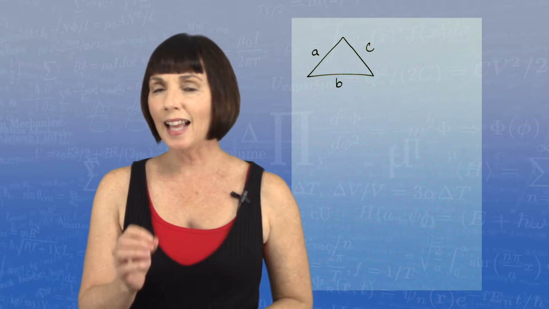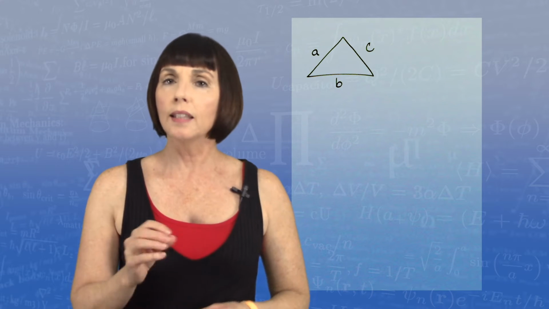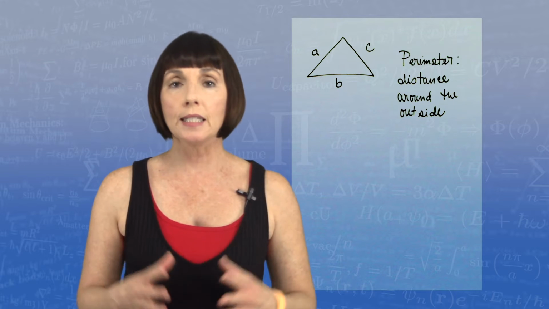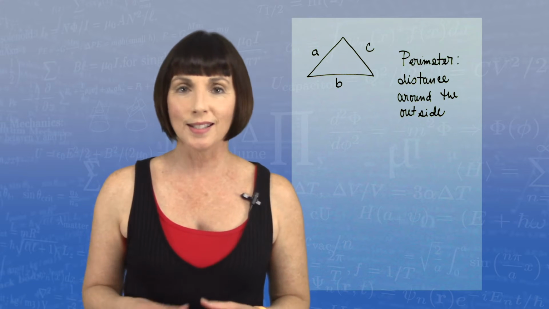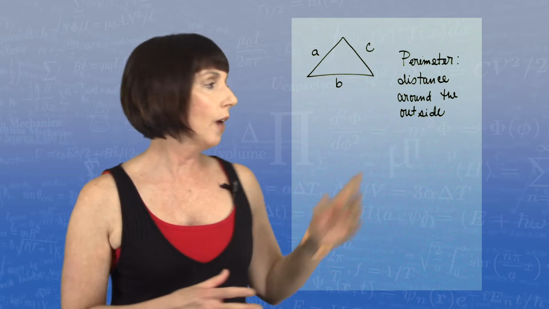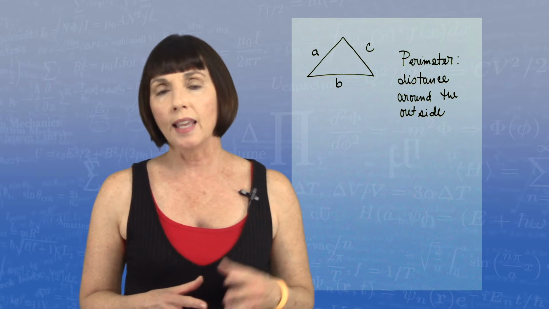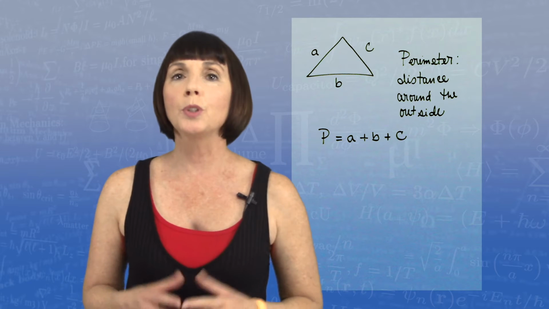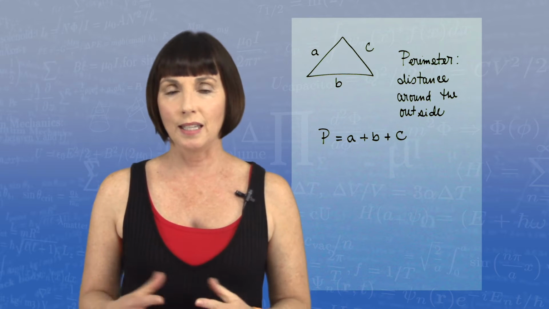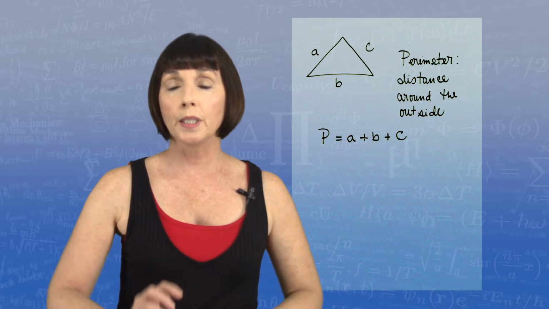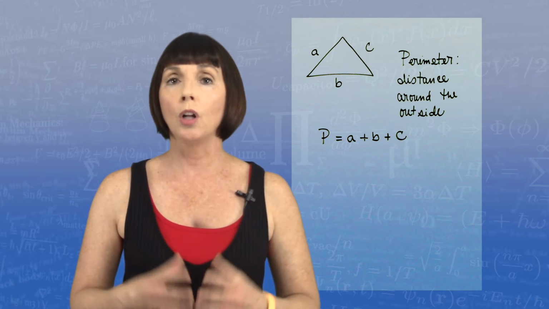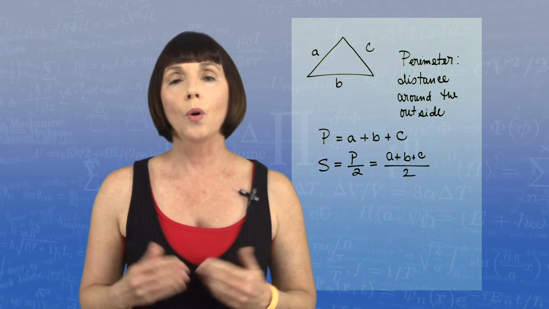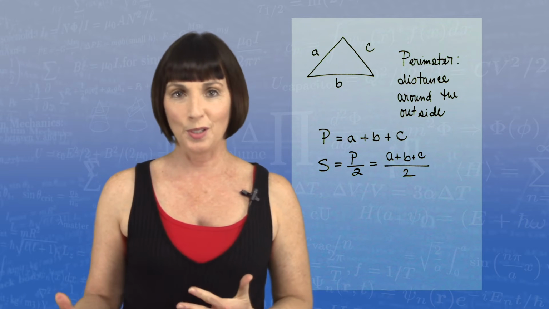Before we look at exactly what Heron's formula is, let's talk about the perimeter of a triangle. The perimeter is the distance around the outside. So if we have our triangle here with side lengths A, B, and C, the perimeter P is equal to A plus B plus C. Now, Heron's formula uses half the perimeter called S. So S is equal to P over 2, or A plus B plus C over 2.